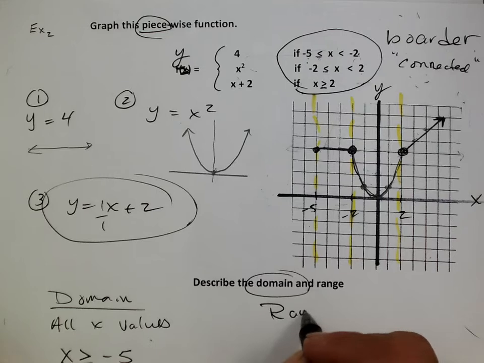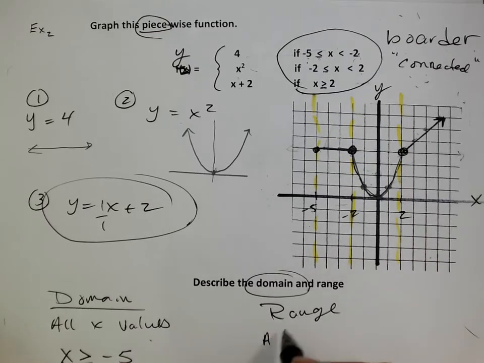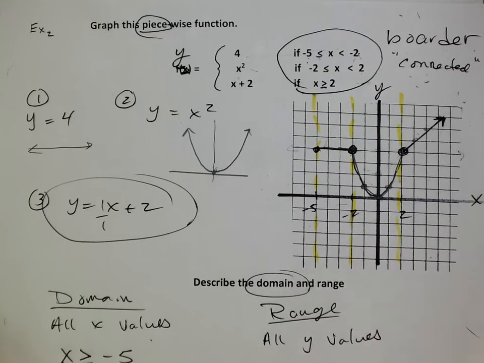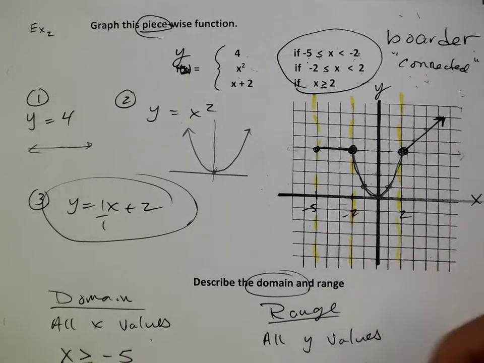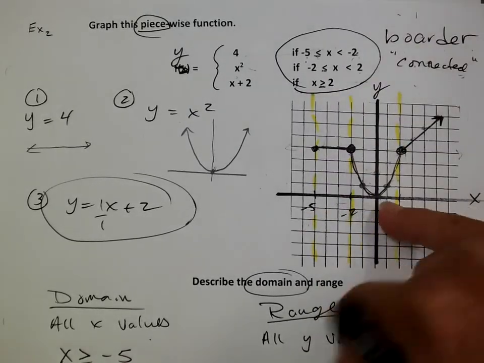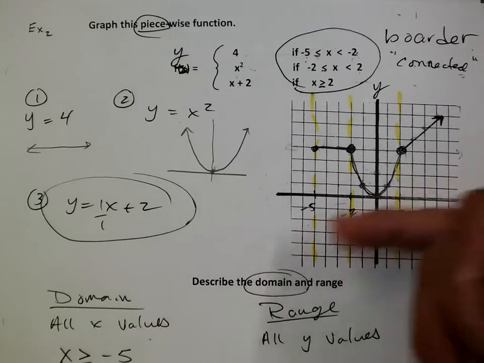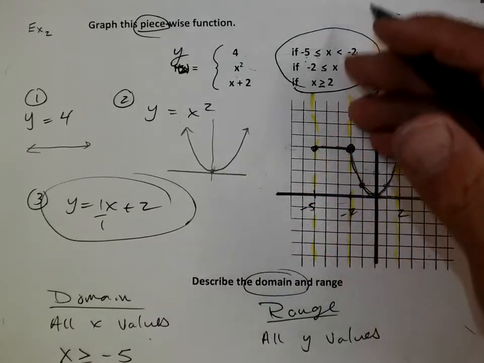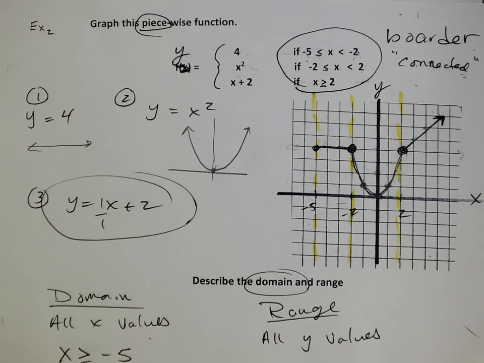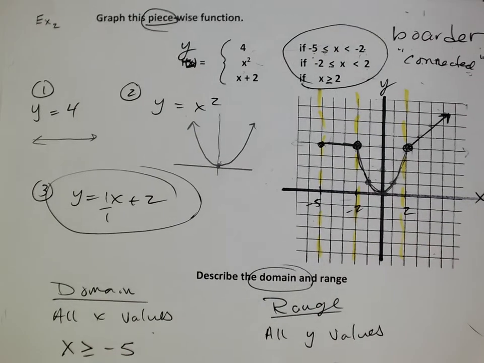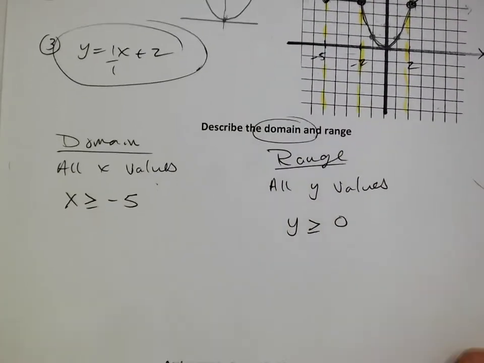Now, range. Okay, remember, range is all y values, okay? So if it's all y values, then what I'm doing is looking at how tall, or another way is to think about how tall is it. So this graph starts at 0, it touches at 0, and then it goes up and up and up and up, because this arrow here goes up forever. So I'm going to say y is greater than or equal to 0.